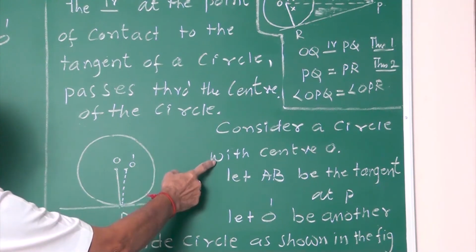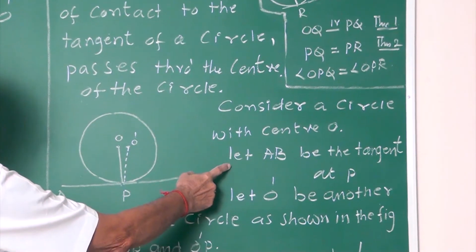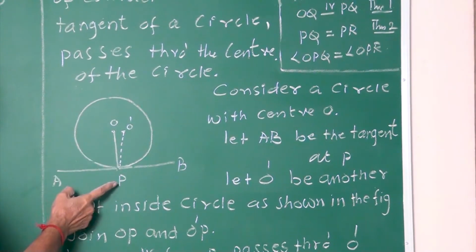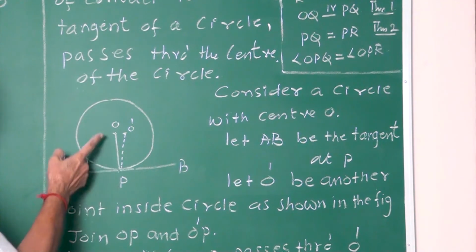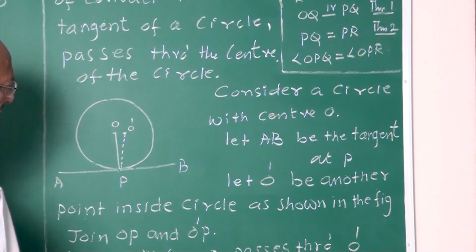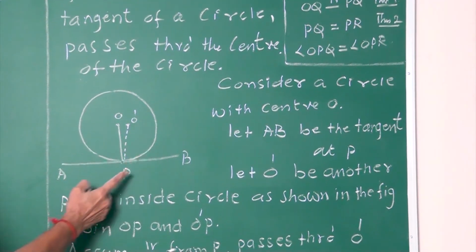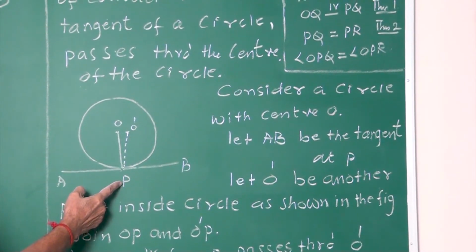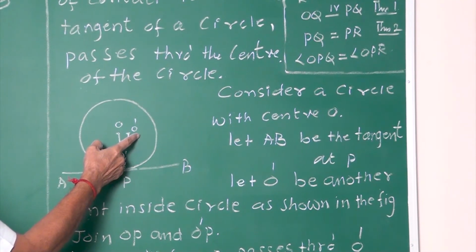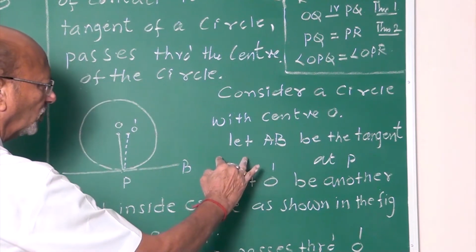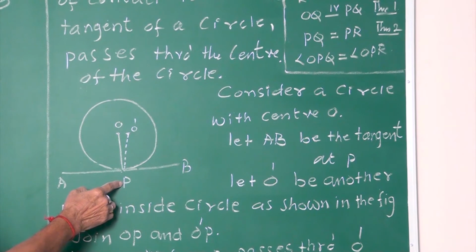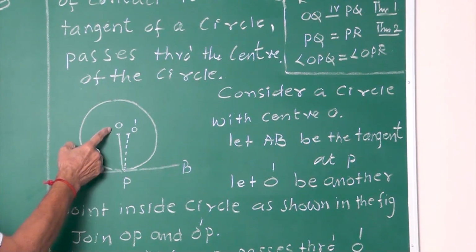Yes. Circle with a center O given. AB be the tangent at P. We want to prove what? A perpendicular from P passes through the point O. We wanted to prove. If possible, assume that perpendicular from P passes through another point O dash. You want to prove that perpendicular from P passes through the center O.